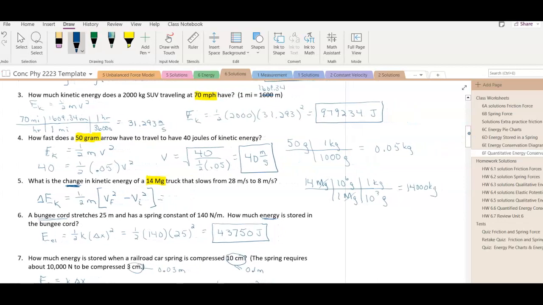Okay. So I've got half of 14,000. And I have to take the final velocity, which was 8, and square it. And then I subtract the initial velocity squared. And this is huge. I get negative 5,040,000 joules. Okay.